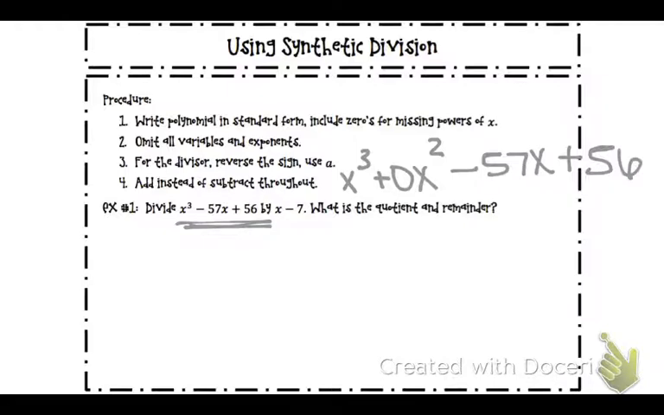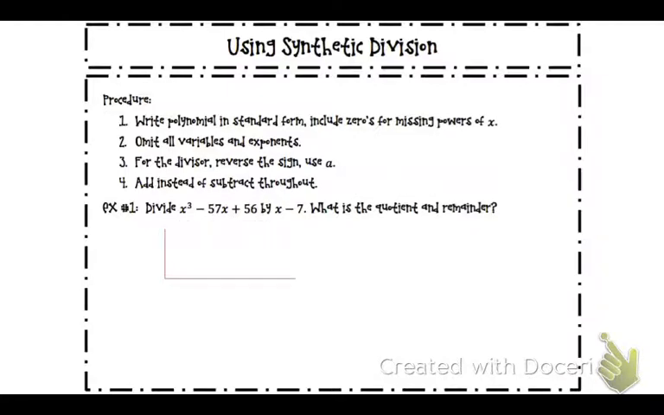Okay? So let's go to this. You draw this L-shaped thing. It's kind of just like an upside down division. And then we're going to put our terms in there. We have 1, 0 for the x squared term, negative 57, and then 56. So you just put the coefficients for each of those. And then on the outside, it's the opposite of whatever that is. So that's a negative 7, so this is a positive 7 on the outside.